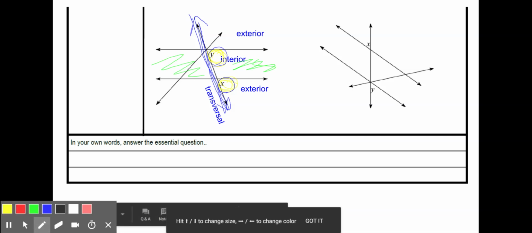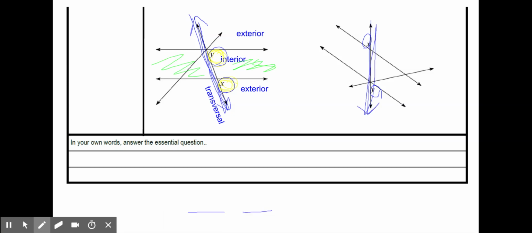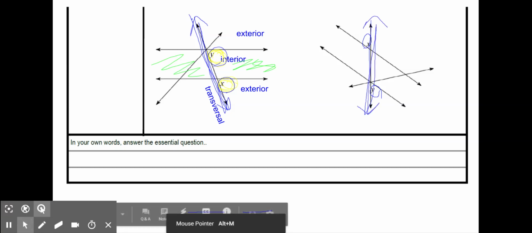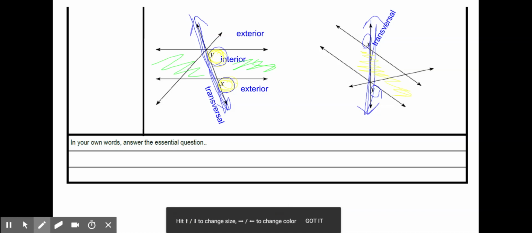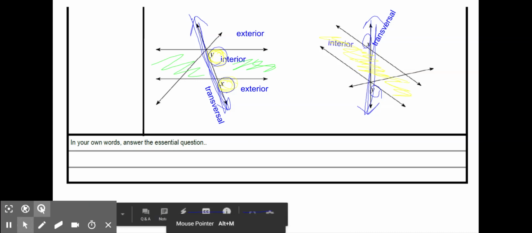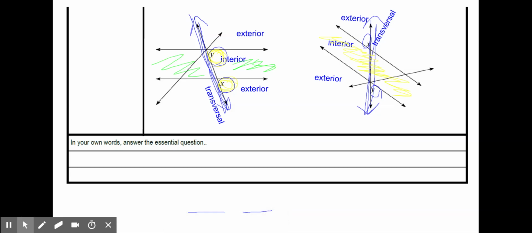Okay, if we do it again on a tricky diagram, it looks like all four of these lines could be a transversal, but in relationship to Y and X, your angle pairs will always be on your transversal. And this is going to get a little tricky, but I'm going to follow my transversal on the inside. So then there I have my interior and my exterior. It really helps to color coordinate these. Okay.